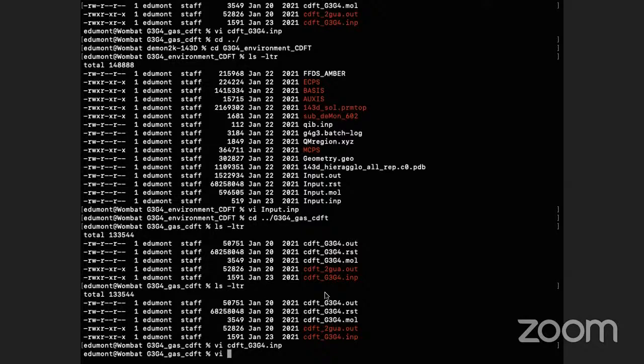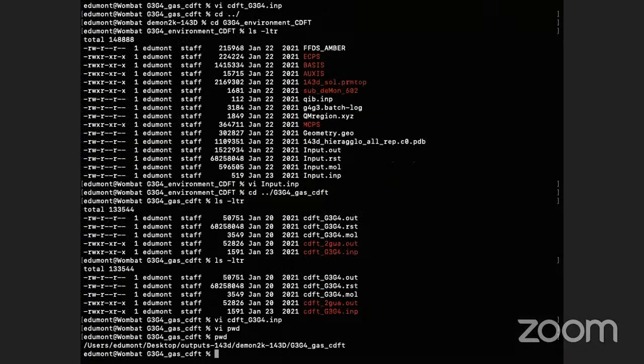Can you all see this set of memory directory on this file or not? No? So it should be in output, just Dumont 2K for now, and then gas CDFT, okay?